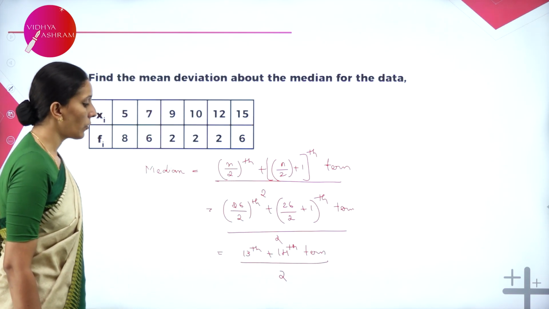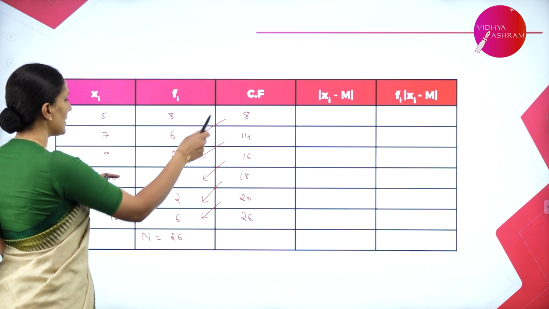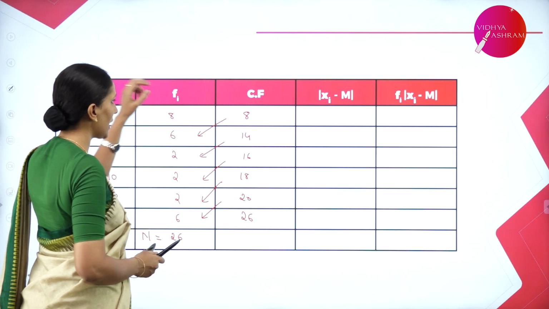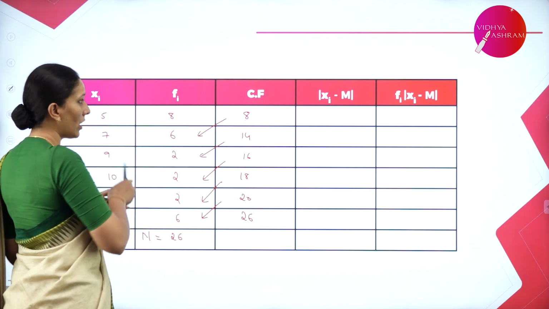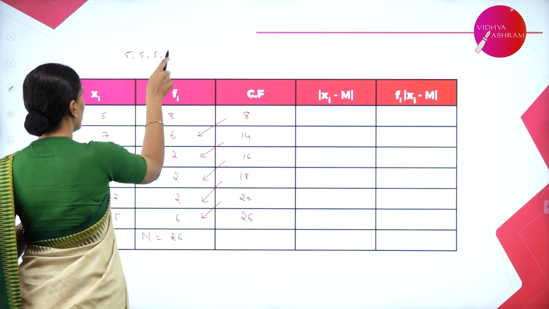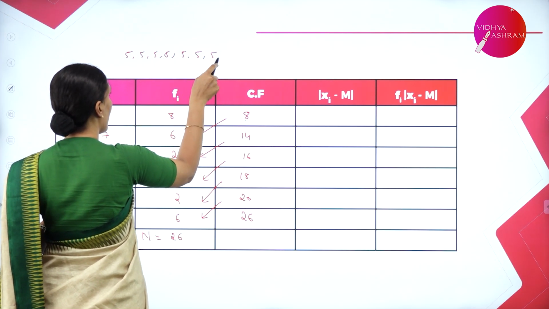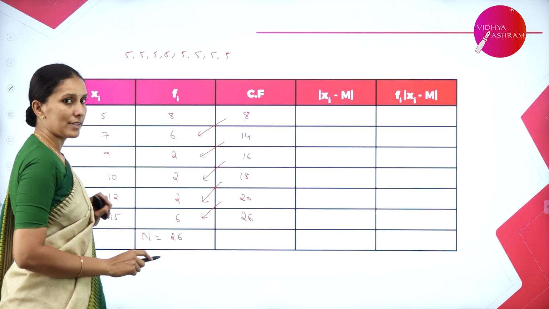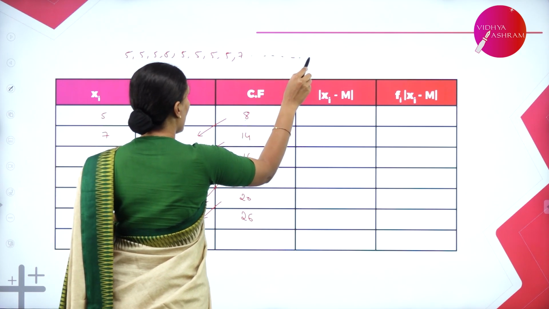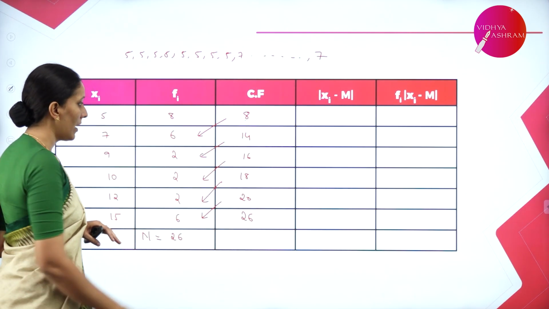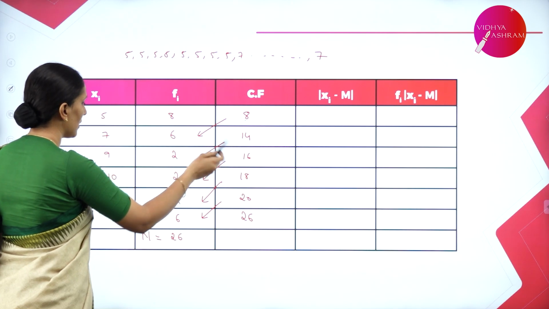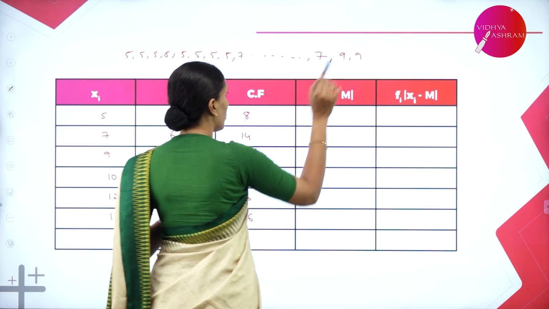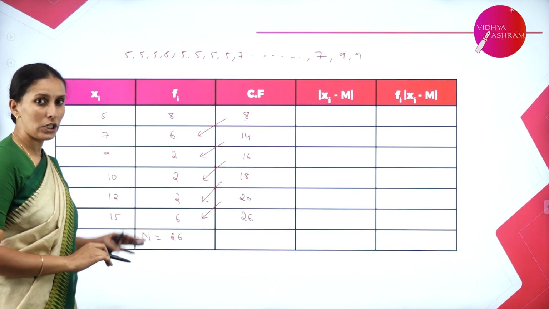So now how to find out this 13th and 14th term? You can see the cumulative frequency here. All observations until 8, that means the first 8 observations are equal to 5. So that means 5, 5, 5, 5, 5, 5, 5, 5. Next from 9th to 14th observation, the value is 7. So 7 until the 14th term, it is 7 only. Again the 15th and 16th terms will be equal to 9 here. So the next ones are 9, 9. So this is how the data is arranged in a grouped table.